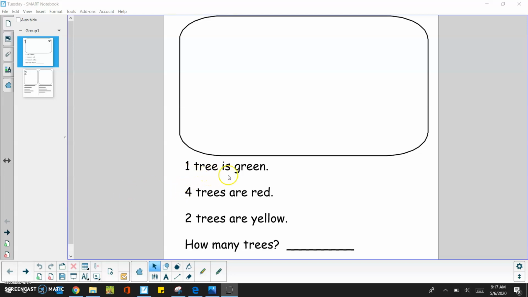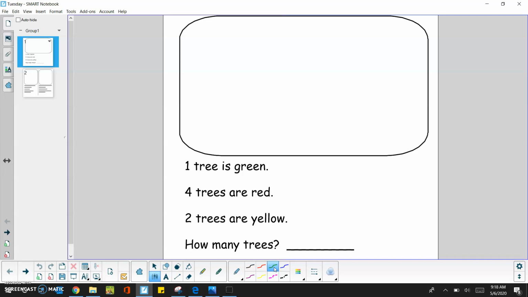One tree is green. Four trees are red. Two trees are yellow. How many trees? All right, we're going to do it again. I want to make sure you guys maybe have some paper or pencil. If not, pause the video and go get some because I want you to work it out with me.